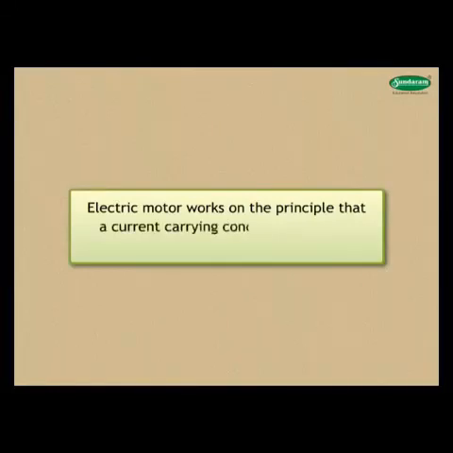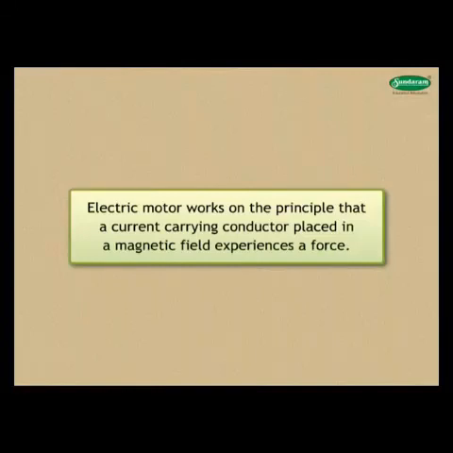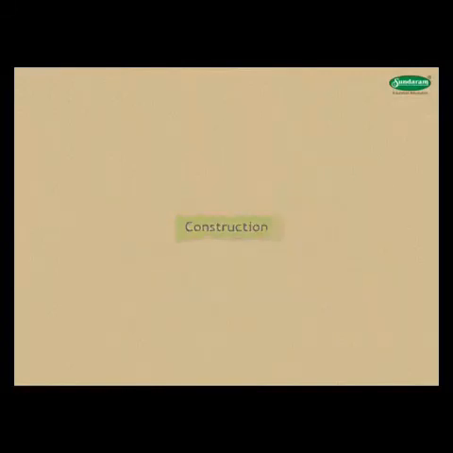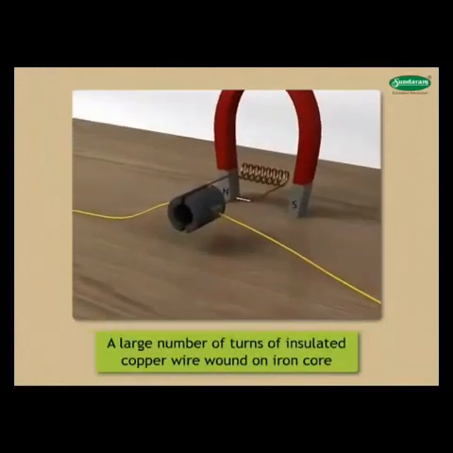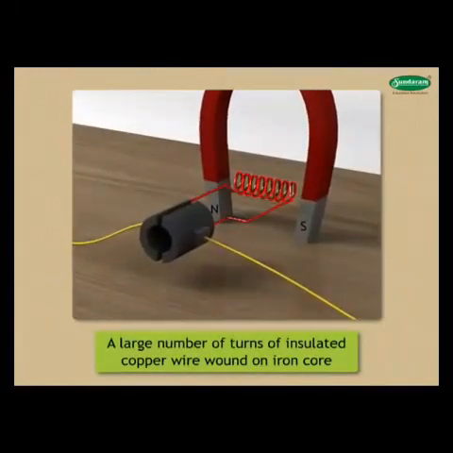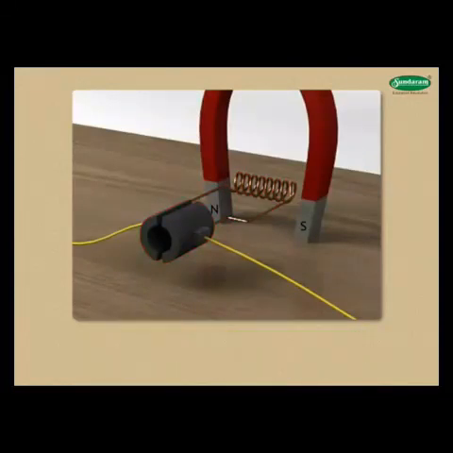Principle: electric motors work on the principle that a current-carrying conductor placed in a magnetic field experiences a force. Construction: armature coil. A large number of turns of insulated copper wire wound on iron core in rectangular shape forms an armature coil ABCD as shown.